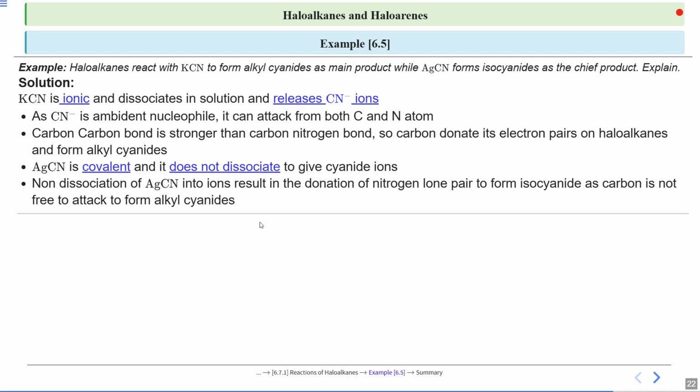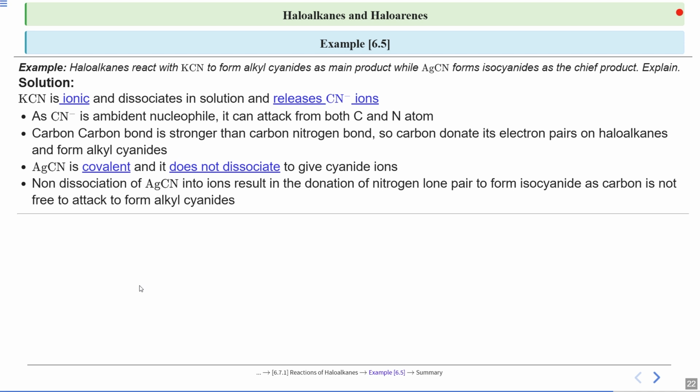So in the silver cyanide case, because we can't get cyanide ions after dissociation due to its covalent nature, what will happen? The nitrogen lone pair is going to form the bond with the substrate, with the carbon of the alkyl group, and you will get an isocyanide as your major product. In silver cyanide, the carbon is not free to attack, so the nitrogen lone pair attacks the carbon of the alkyl group and gives you isocyanide as the major product.